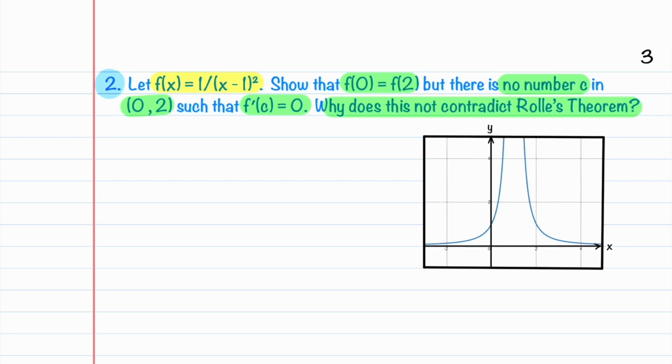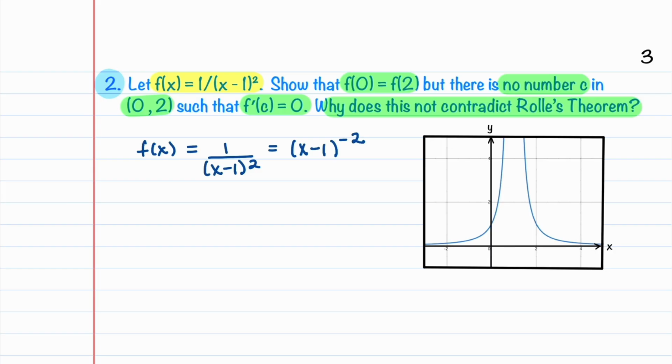Let's start with the first part. I am going to begin by writing down our function. f of x is 1 all divided by (x minus 1) quantity squared. And because we're eventually going to have to take the derivative, I'm also going to write this down as (x minus 1) to the minus 2. Now let's look at our first part.